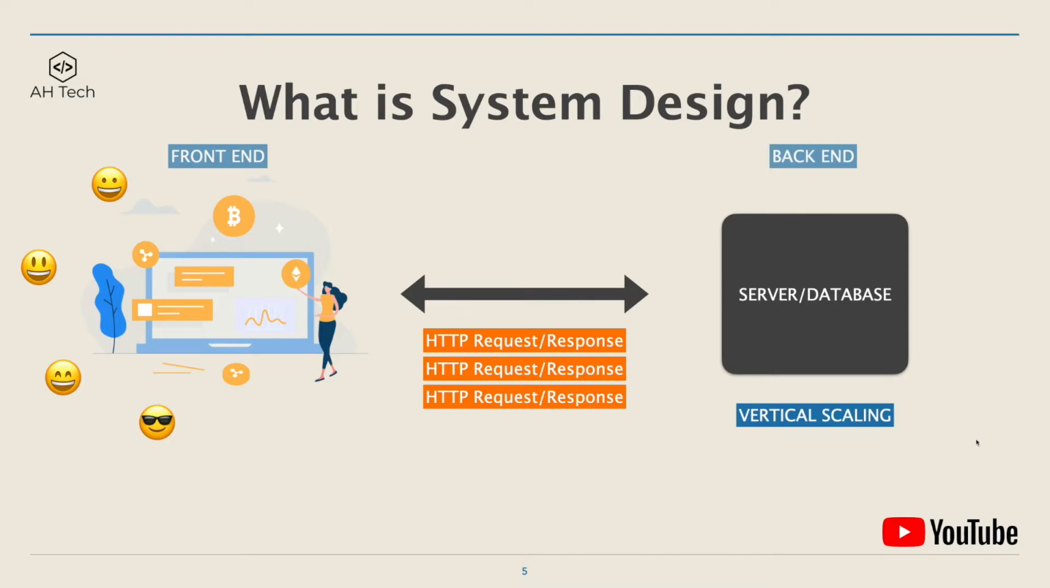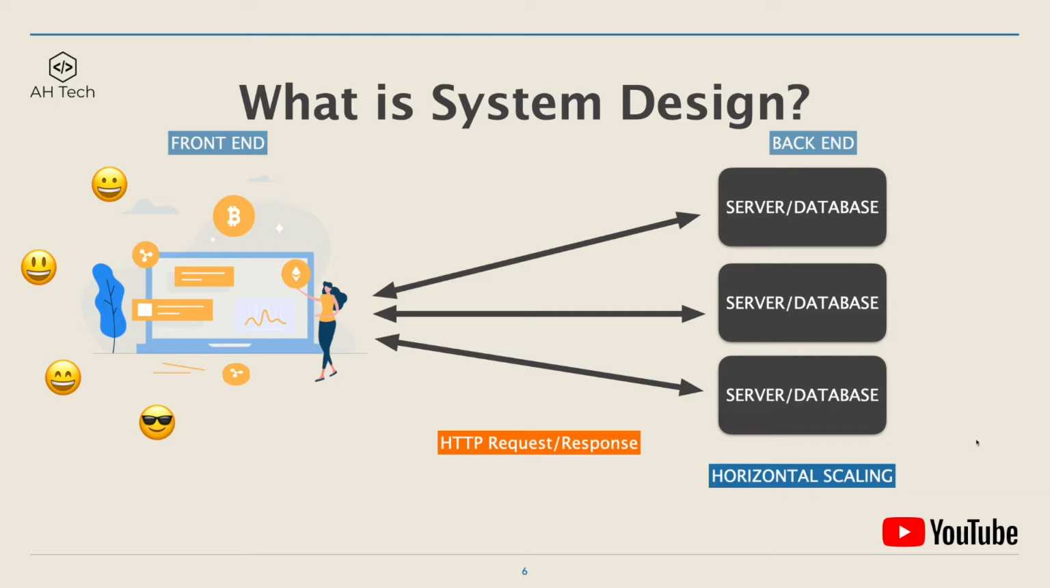And the other way to scale up the system is by adding more machines to the backend, so we can distribute the requests to multiple machines and decrease the pressure on each server. And this is called horizontal scaling. And now the system becomes a so-called distributed system.